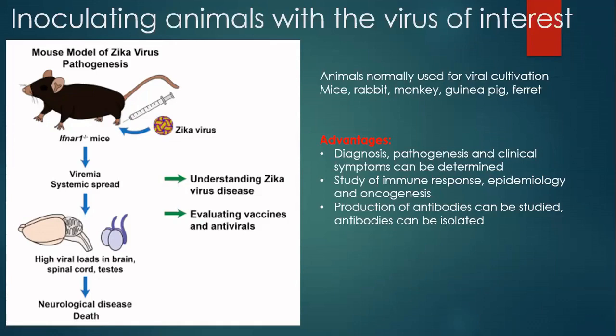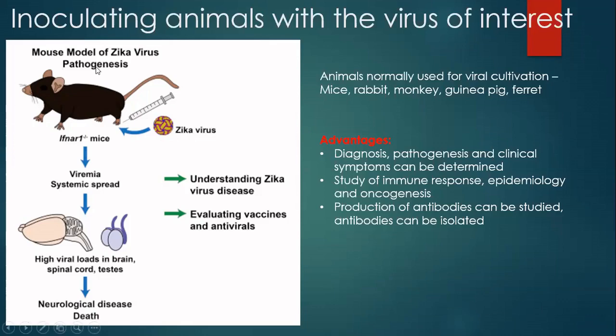Now, the virus can be inoculated into the animal nasally, which means through the nose, or intraperitoneally, which means into the peritoneal cavity, or subcutaneously, which means below the skin. So it all depends upon where you want the virus to go and which cells you want it to infect.